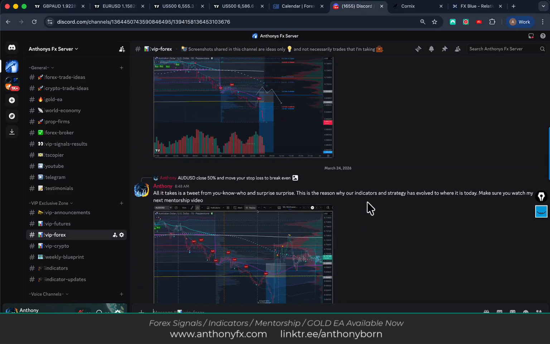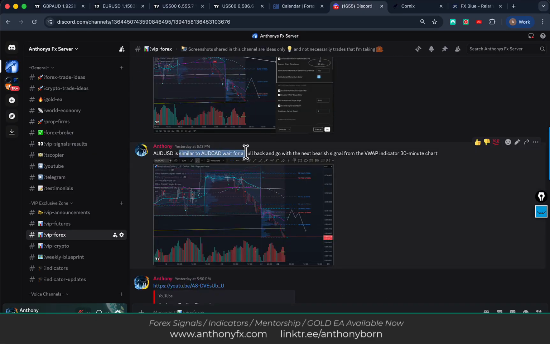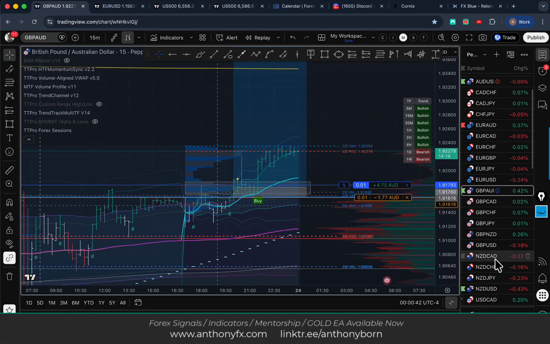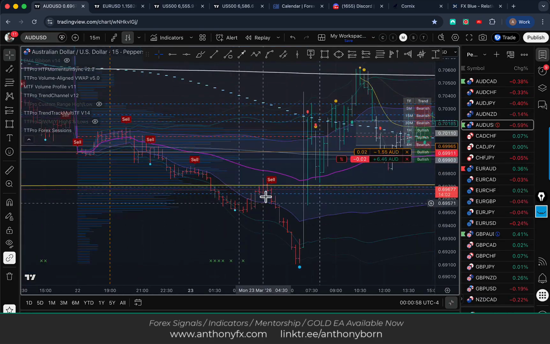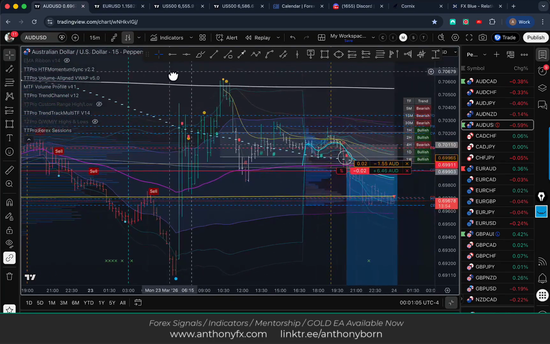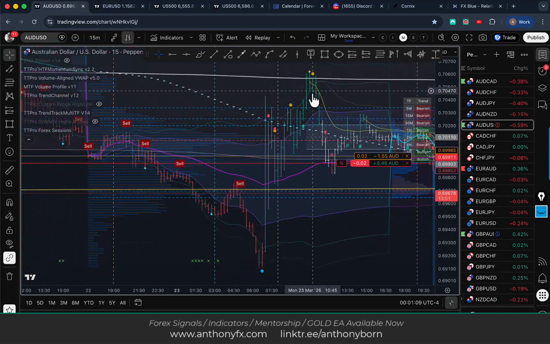I'll post something like this: Aussie dollar, wait for a pullback and take the next bearish signal. That's it. And as it was, that was the next bearish signal there last night. And then Trump got on his thing, and that's what we're up against, right?